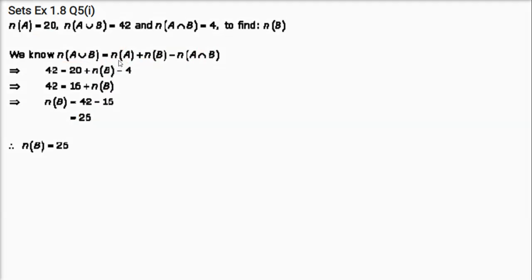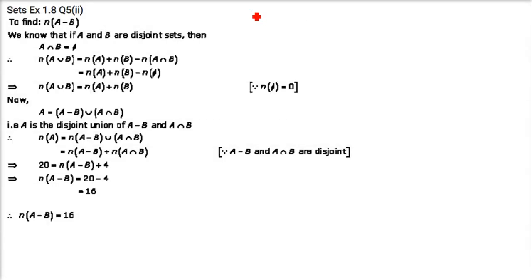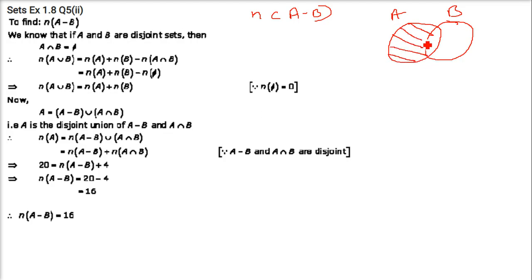Now coming to the second one, that is n(A minus B). We have to find n(A minus B). For that you have to understand one equation which we are going to use in the other questions also. This is A, this is B. So what is A minus B? All of B removed from A, so this is A minus B. Now we have A intersection B, which is this one. If you combine these, it will be A. So A can be written as (A minus B) union (A intersection B).